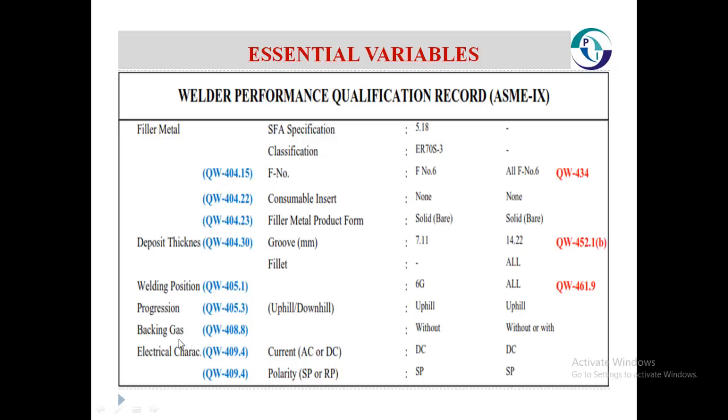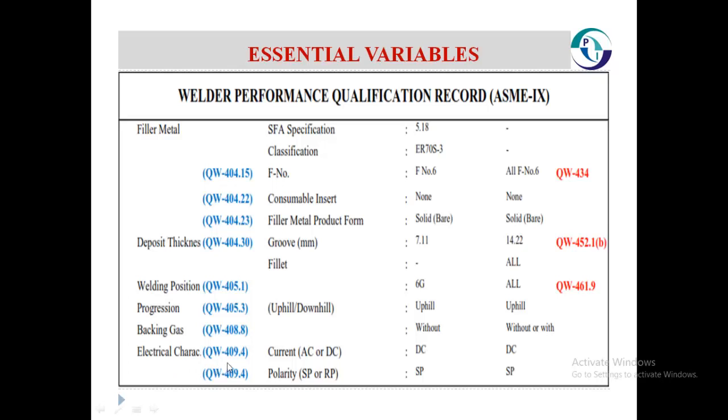Next is the backing gas. As per QW 408.8, the deletion of the inert backing gas is an essential variable. In our case, the test coupon is welded without the inert backing gas, so the welder will qualify with or without the inert backing gas. Next is electrical characteristics.